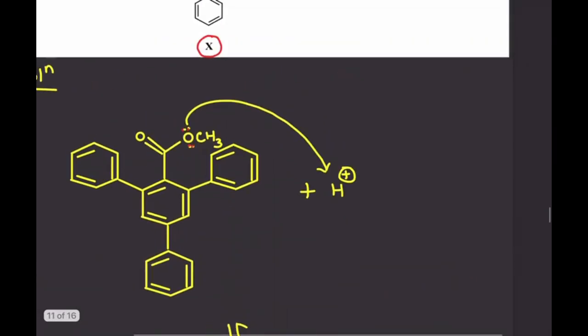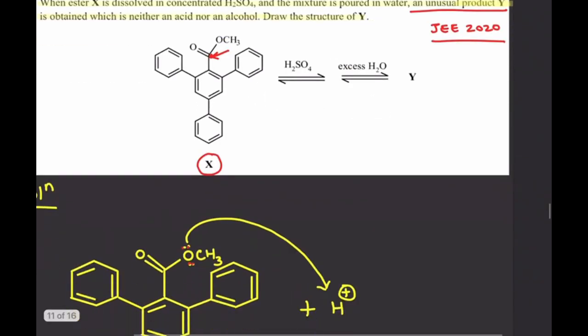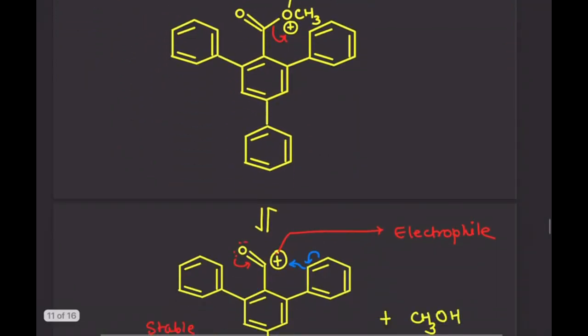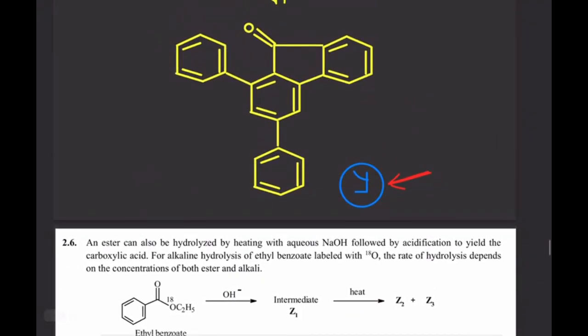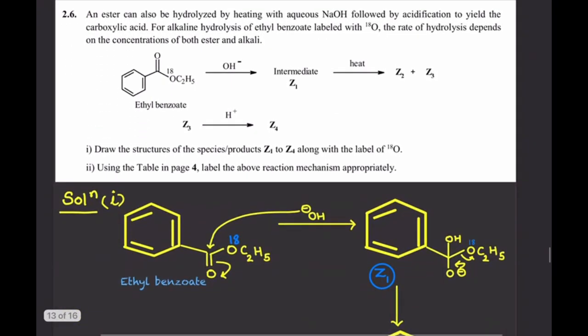The question says an unusual product because of the intramolecular electrophilic attack. They are mentioning that an unusual product Y is obtained. This particular compound is an indigo colored compound. It is a very brightly beautiful compound. Moving to the last part of this question.